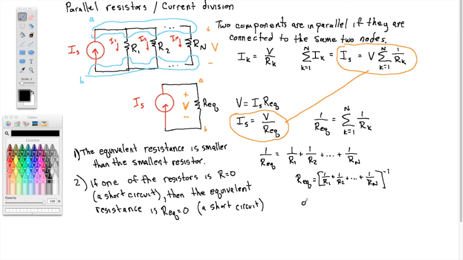So let's take, as an example, two nodes A and B, and there's a resistor here, maybe 10 ohms. There's a resistor here, maybe 1 kilo ohm. And then there's a short circuit, a resistor of 0 resistance. The equivalent resistance here, well, it's like the 10 ohm and the 1 kilo ohm aren't even there. The equivalent resistance is 0.